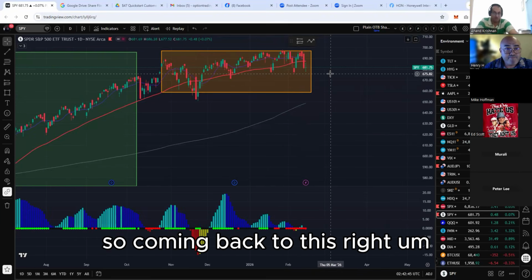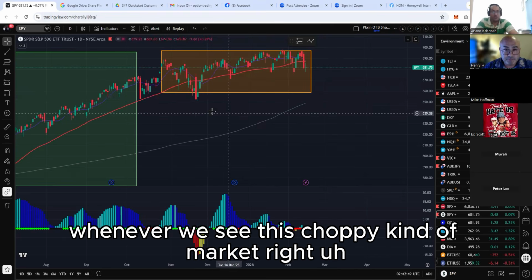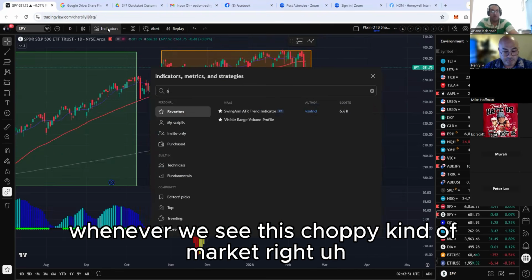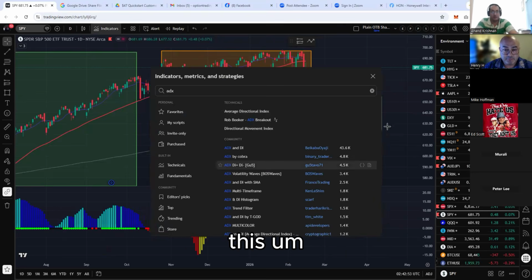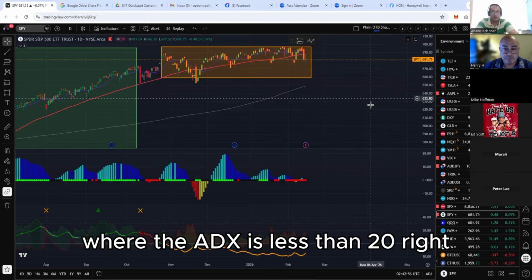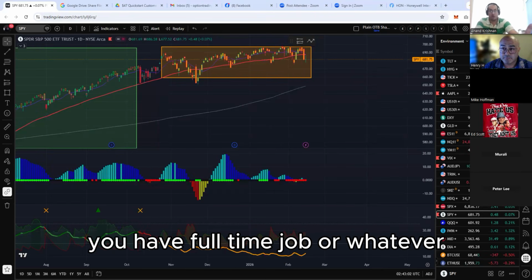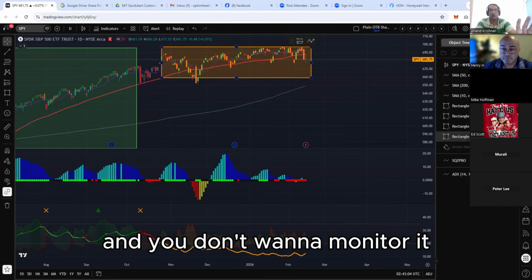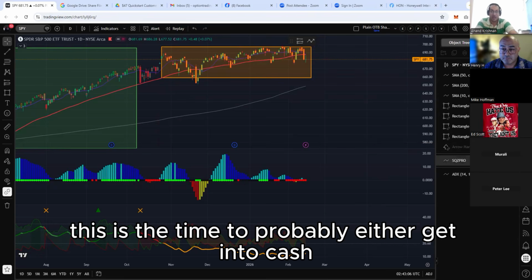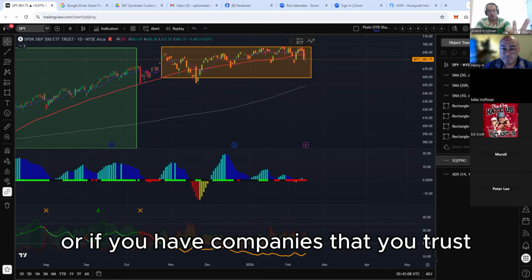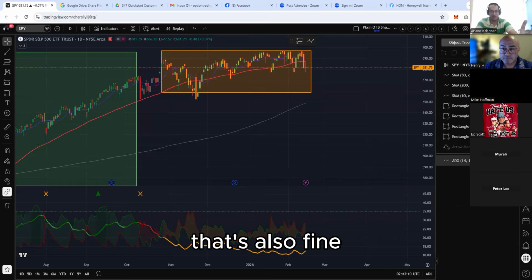So, coming back to this, whenever we see this choppy kind of market, where the ADX is less than 20, you can actually play the extremes, right? Now, if you have a full-time job or whatever and you don't want to monitor it, this is the time to probably either get into cash, or if you have companies that you trust and want to just hold those, that's also fine.